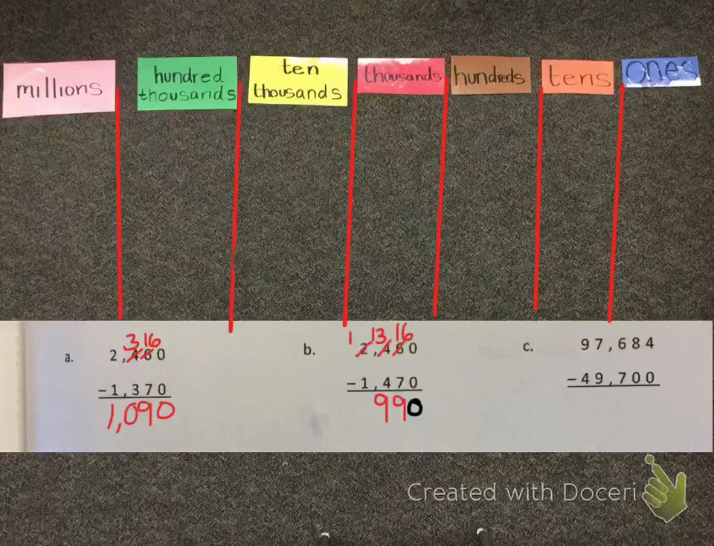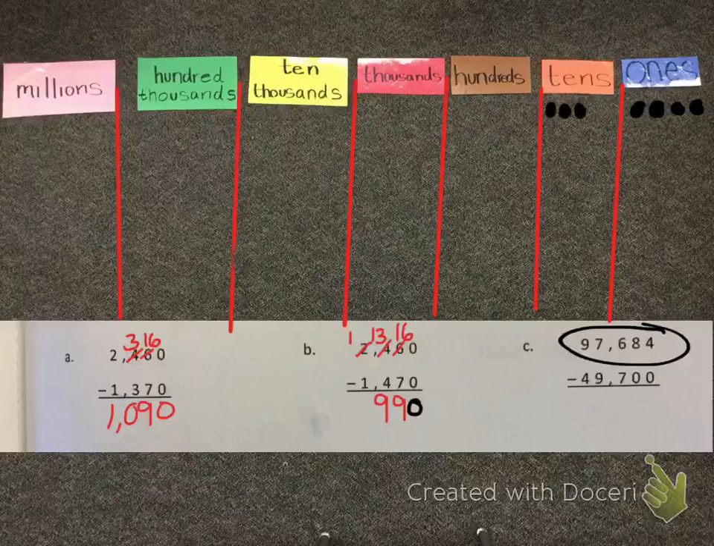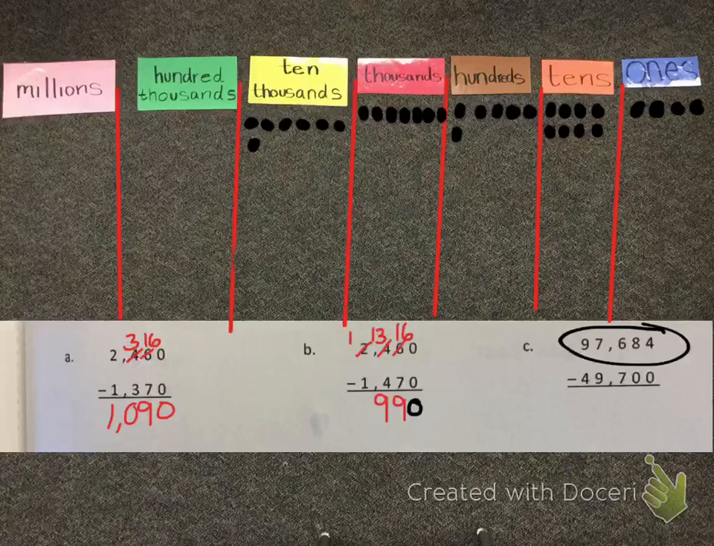All right, we're going to do the last one here, just for a little bit of practice. So 97,684. I am going to place dots in my place value chart to represent that. So I have 4 ones, 1, 2, 3, and 4. 8 tens, 1, 2, 3, 4, 5, 6, 7, and 8. 6 hundreds, 1, 2, 3, 4, 5, and 6. 7 thousands, 1, 2, 3, 4, 5, 6, 7. And 9 10,000s. So 1, 2, 3, 4, 5, 6, 7, 8, 9.